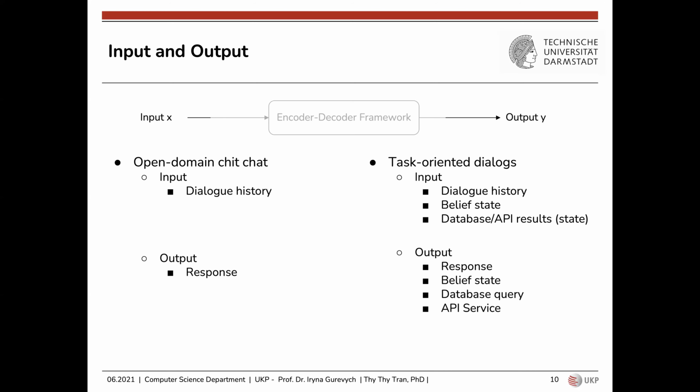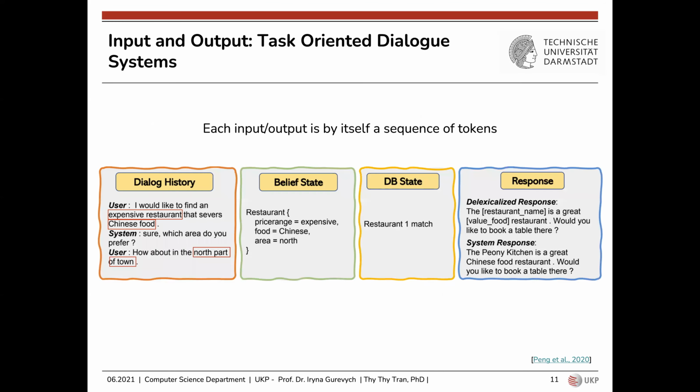The belief state, given the dialogue history, is used for a database query or API service to obtain the required information for task completion. So here is an example of input and output of task-oriented dialogue systems. Each input or output is by itself a sequence of tokens. So let me introduce these terms.